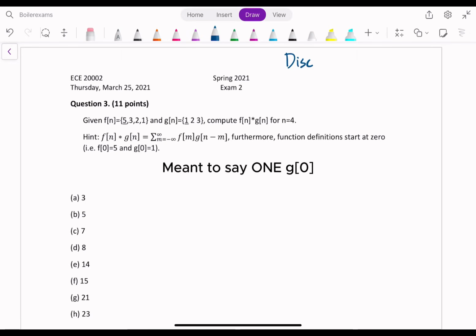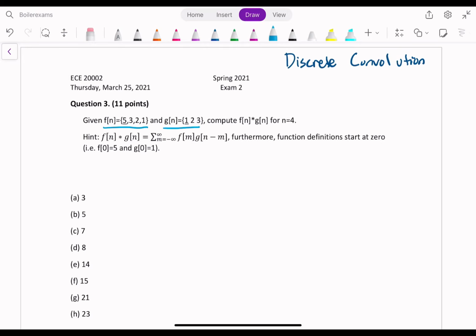Okay, what we have here in this question is a discrete convolution question. And so what they have given us is two functions, f of n and g of n. And they want us to convolve these two functions and then find what the value of those two functions convolved is when the independent variable of the resulting function, n, is equal to 4.